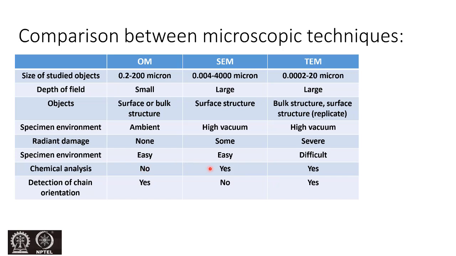Then chemical analysis. In the optical microscope we cannot do any chemical analysis or elemental analysis, but in the SEM and TEM we can do the analysis of the elements. Then detection of chain orientation. In the optical microscopy we can observe the chain orientation. In the SEM we cannot, but in the TEM also we can observe the chain orientation, because we can see a particular atom. So in those cases we can see where the chain is initiating or getting terminated, those kinds of things.